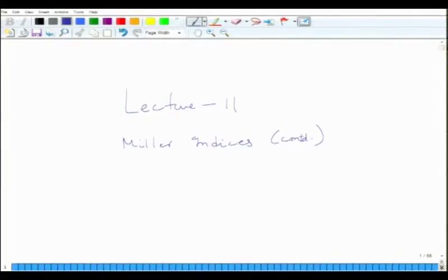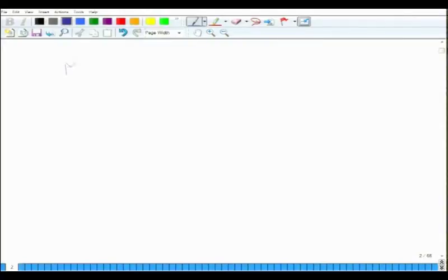Okay, so we start this lecture 11 today, which is again on Miller indices. We will continue some part of the previous ones before we move on to the Miller indices for directions. So, last lecture we were talking about Miller indices for planes, and you also have Miller indices for directions. Now, this is needed to complete the description of the unit cell.